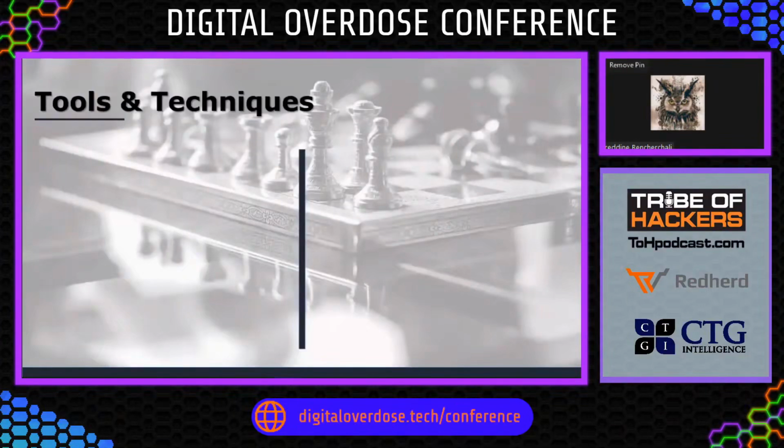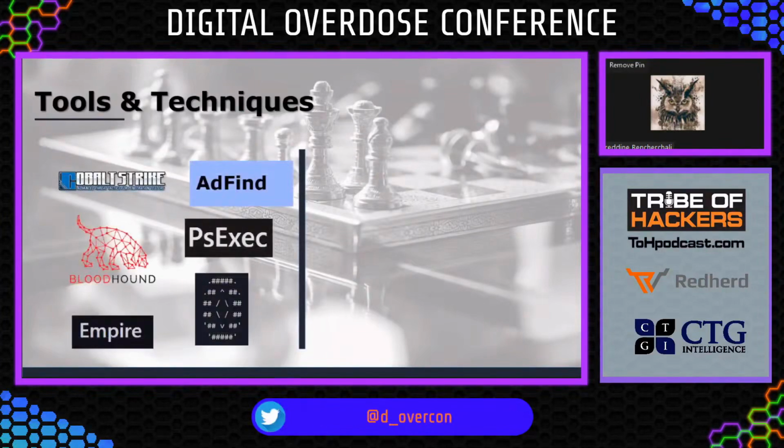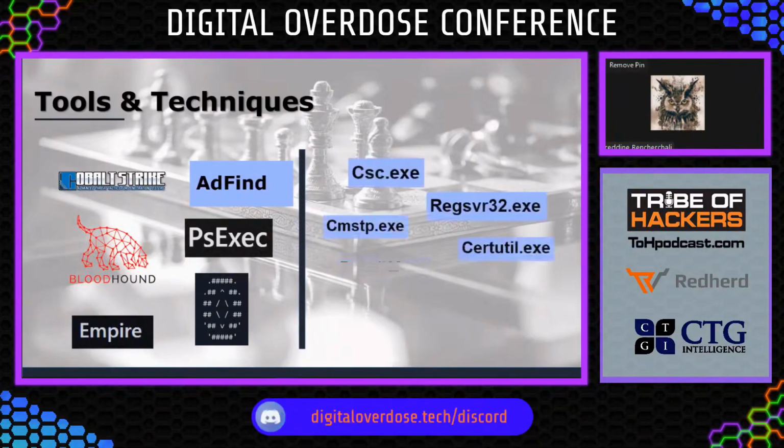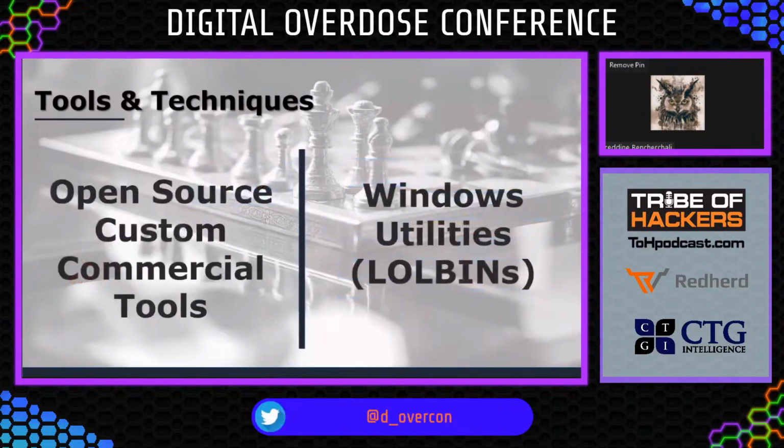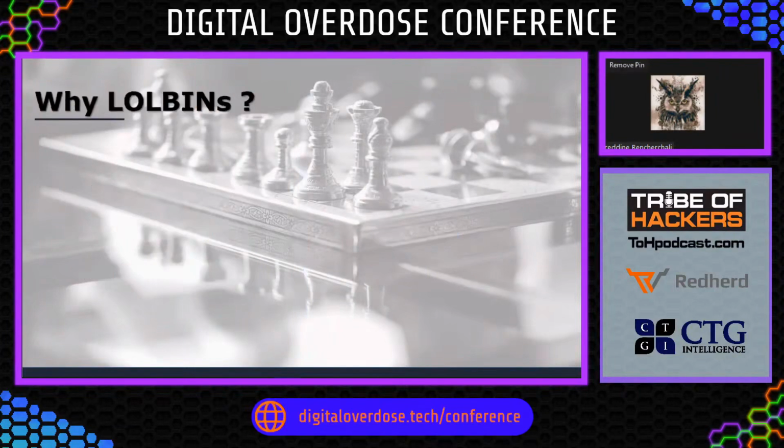So when we talk about tools and techniques that the attackers use, we can split them into two categories. The first one, we have tools such as Cobalt Strike, BloodHound, Empire, Mimikatz, PsExec. But on the other hand, we have tools such as certutil, reg.exe, PowerShell, rundll32, etc. And when we make this distinction, we can make it as so. On the left-hand side, we have open source, custom, or commercial tools that the attackers are using. On the other hand, we have Windows utilities or LOLBins, living-off-the-land binaries.